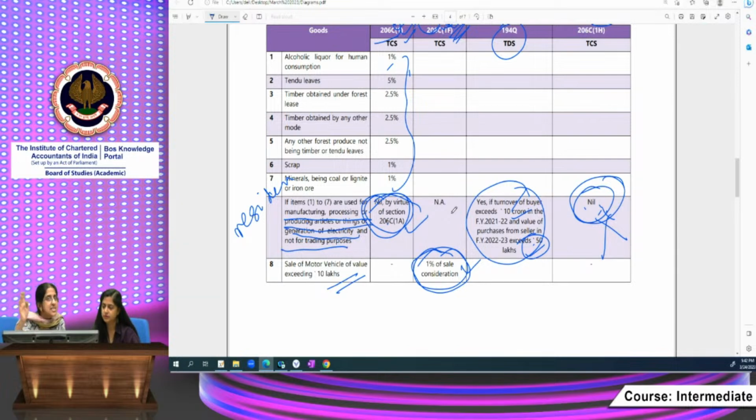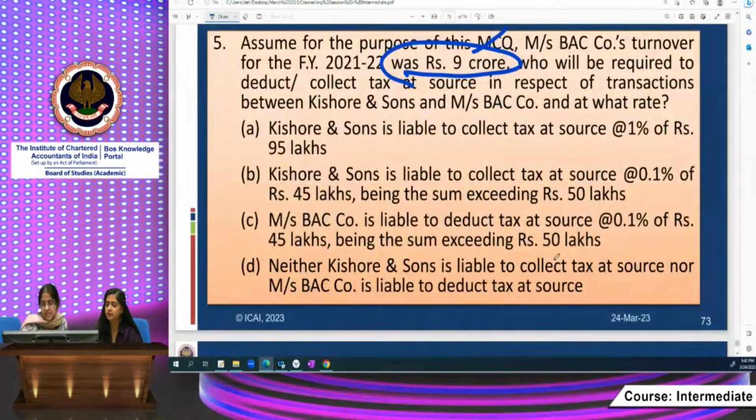In all other cases, you have to compare TDS and TCS, and then it goes under 206C1H. But in this particular case, where your exemption under 206C1A is available, there is no 206C1H, irrespective of the turnover of the buyer or the seller. Right? So the correct answer in this case is D. Neither Kishore and Sons is liable to collect tax, nor BAC is liable to deduct tax.